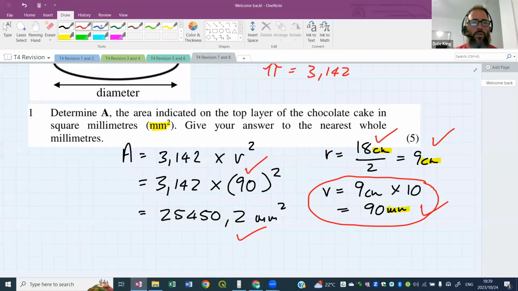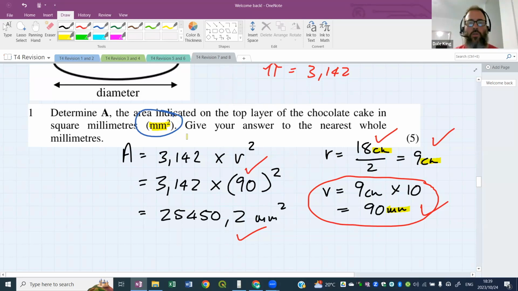So the moral of the story in this question is check what units you're working in. Please, please, please write your units down like I am. I'm seeing, oh, centimeters. I can't be in centimeters. I've got to change that to millimeters.